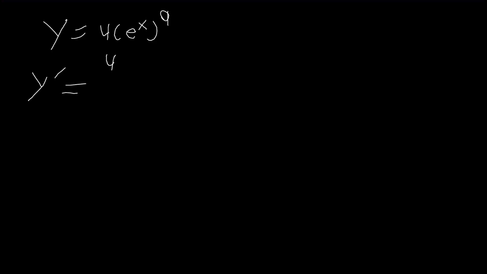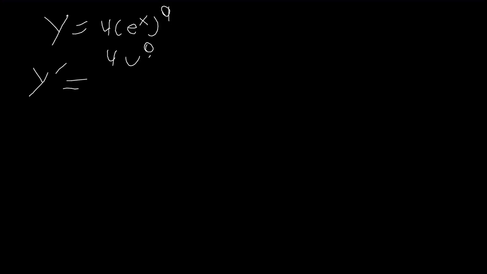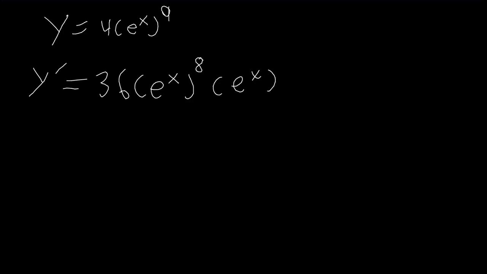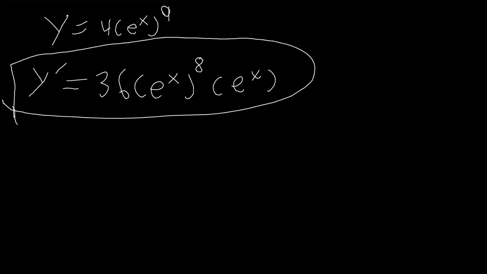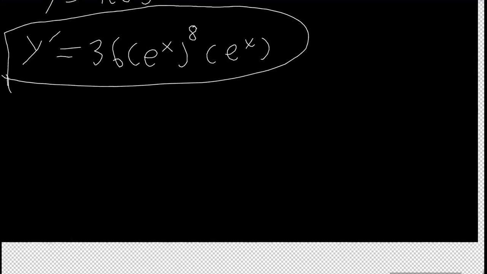So this is really 4u to the 9, where u is e to the x. So it's going to be 9 times 4, so it's just going to be 36, bringing down the 9 due to the power rule. Keep the inside the same. Then lower the exponent by 1. And then multiply by the derivative of the inside, which is just e to the x. And that's our answer. We could simplify this because this is another e to the x, but this isn't algebra. This is calculus, so we don't need to do that.